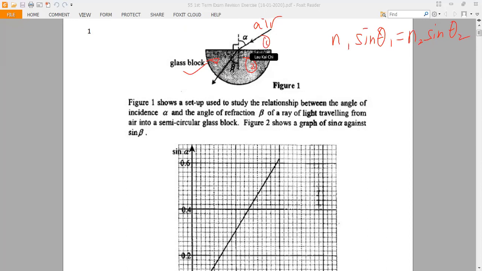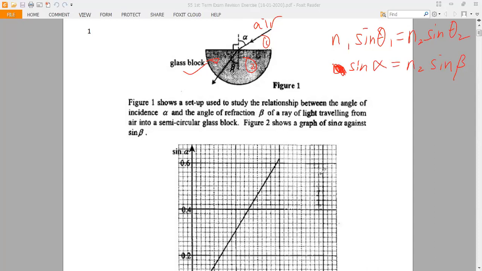So the question giving you the graph sine alpha. Sine alpha is actually, you may call that θ1 in this case. This sine alpha is θ1, okay? So I may rewrite the equation here. n1 sine alpha is equal to n2 sine beta. But we know that the air has a refractive index equal to 1. So that's why we may just cross out this. This is equal to 1, right? Can you follow up to now?